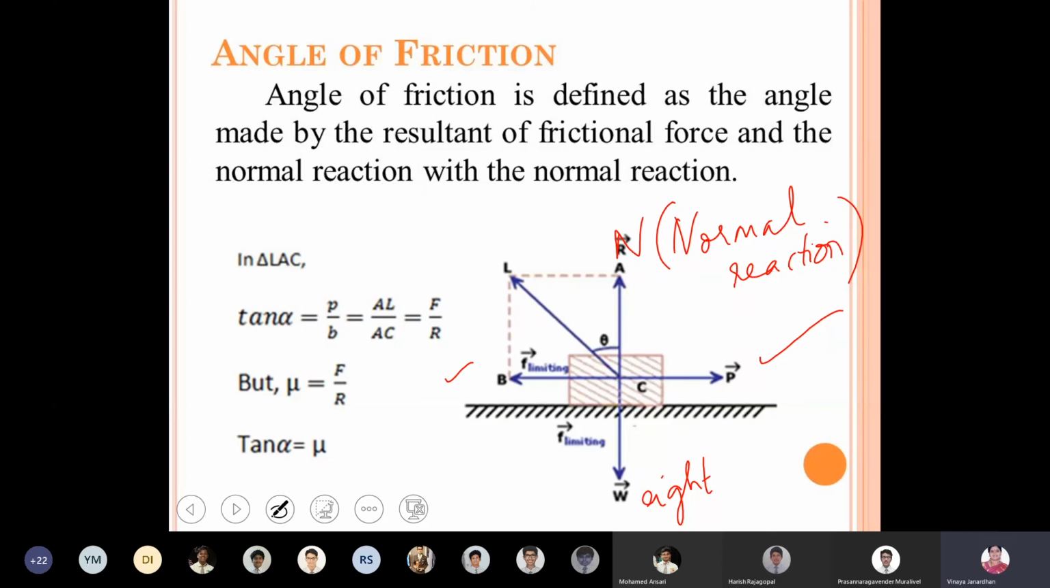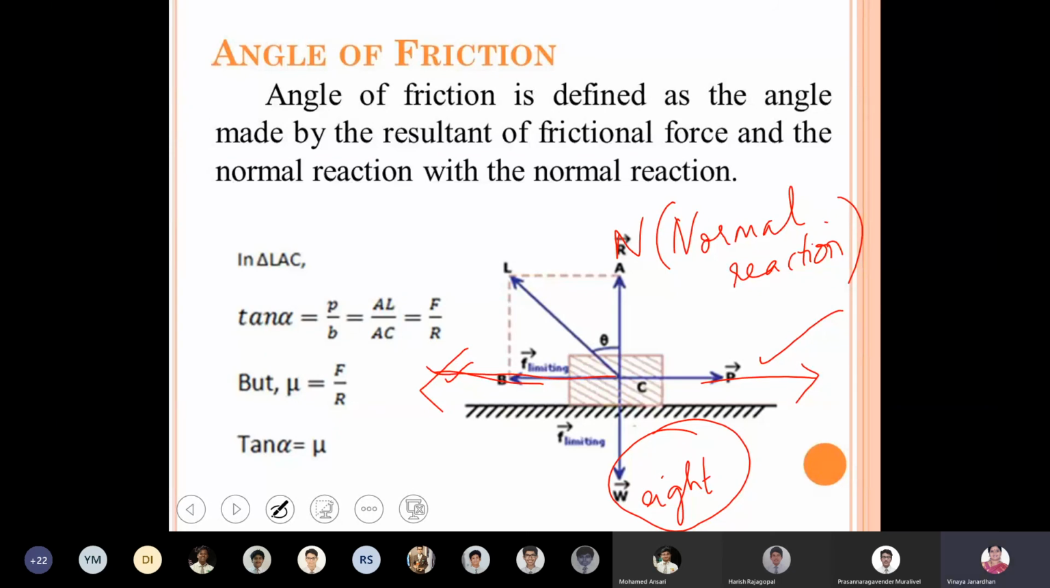Boys, the block is on the table. You have applied the force. Now the block just begins to move. When the body has just started to slide, the frictional force that comes into play is called limiting friction, the maximum value your static friction can take. This is the direction of the frictional force, and this is the direction in which the body is moving. Then you have the other two forces: weight acting vertically downward and normal reaction acting vertically upward. Now what is your angle of friction?